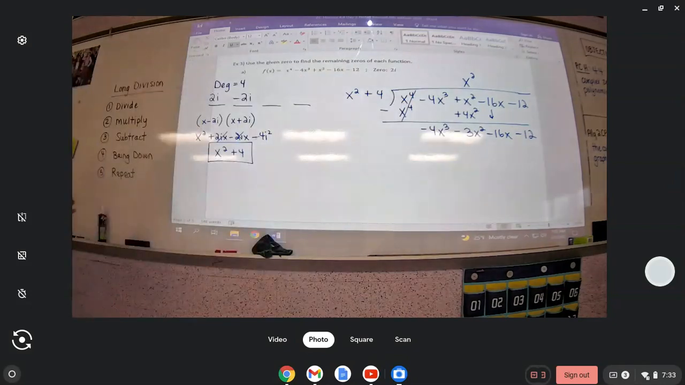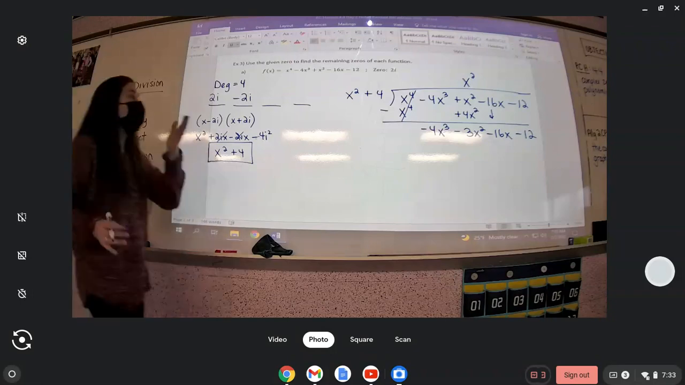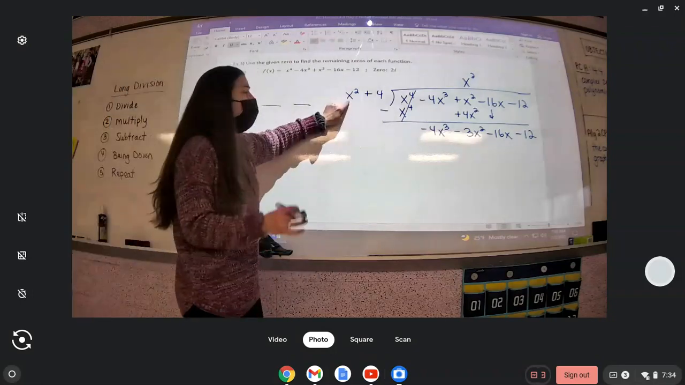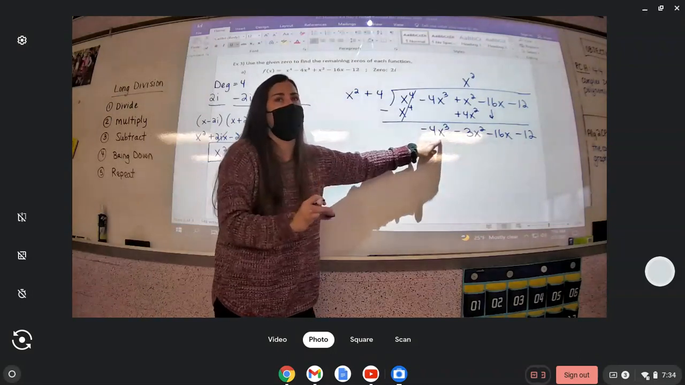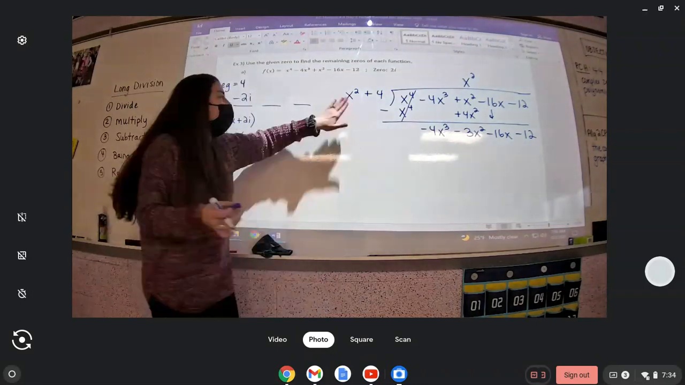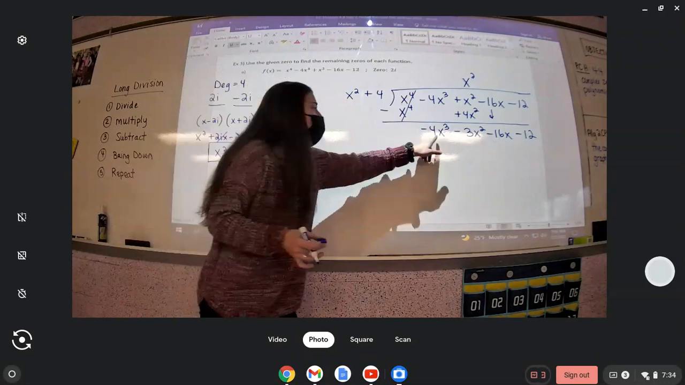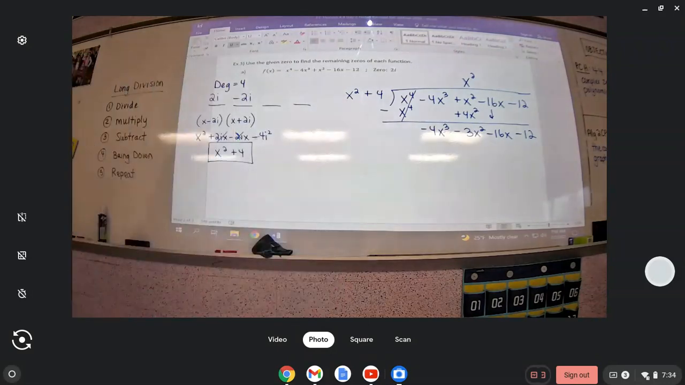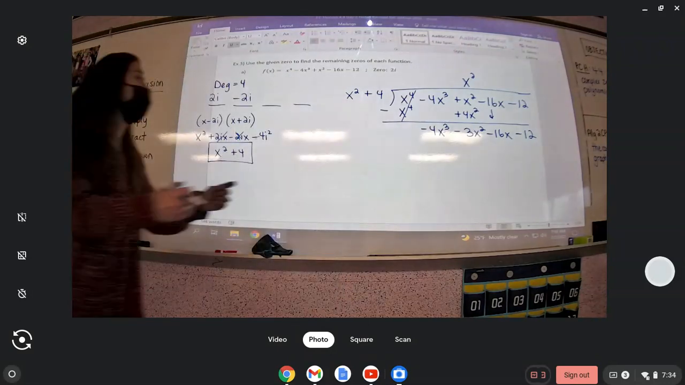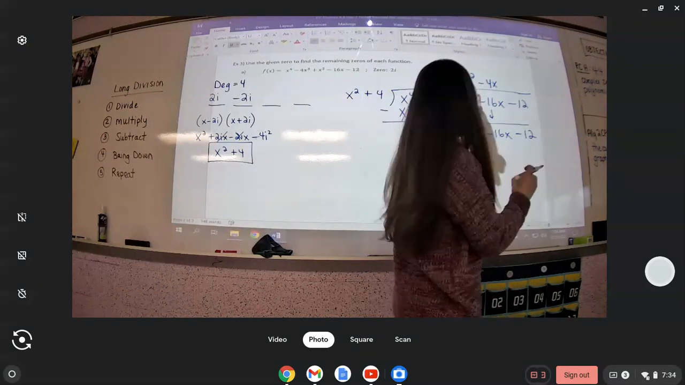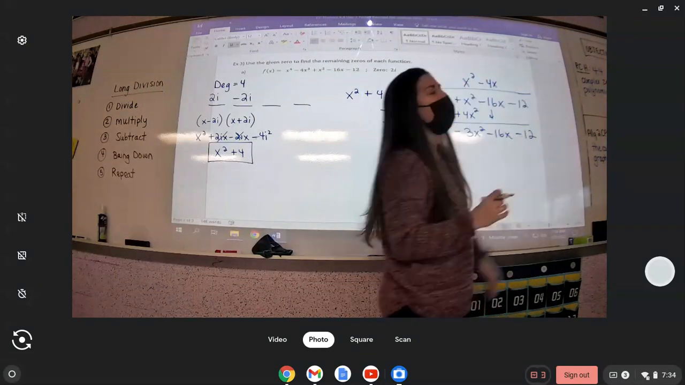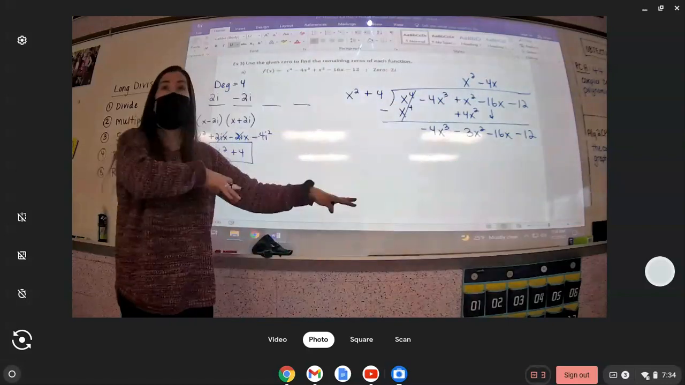Let's do it again. So now we repeat. So now we're back up to the division step. So now you're trying to figure out how many times does x squared go into negative 4x to the 3rd. That's kind of hard. X squared times what gets you negative 4x to the 3rd? Negative 4x. So above your x's, give yourself a negative 4x. And it keeps you working your way down. All right. Now that's division.